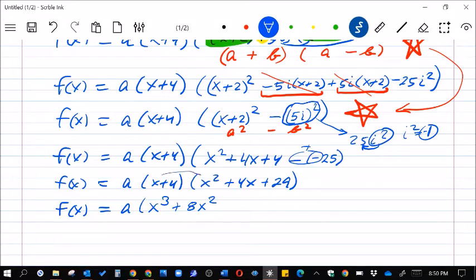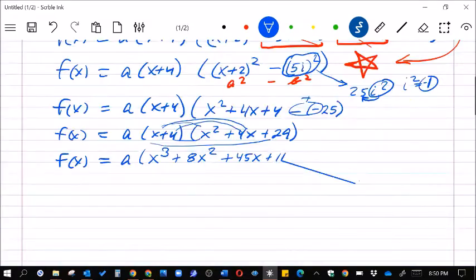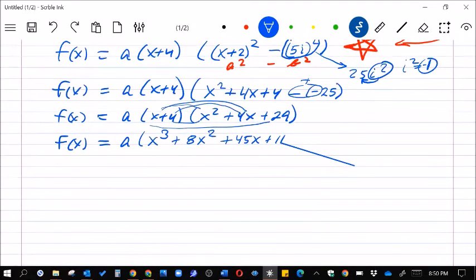Let's do this. X times x is x squared. Here we have 4x squared and 4x squared. Okay. So then we have 16x, right? And 29x. So 16x and 29x is going to be 45x. And then 4 times 29 is 116. Oops. There, got that weird thing away.